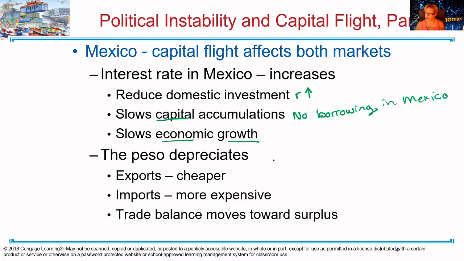More so, the exchange rate decreases, exports become cheaper, imports become more expensive. And again, remember, this is all in Mexico. And so the balance of trade moves toward a surplus because we're now going to export more than we import, but imports are going to be much more expensive to us.